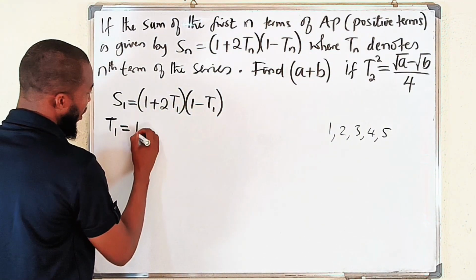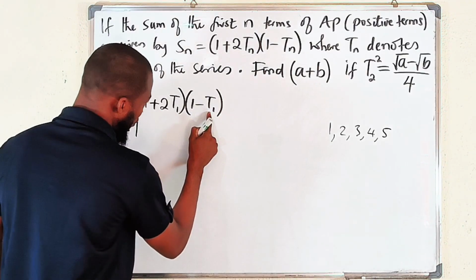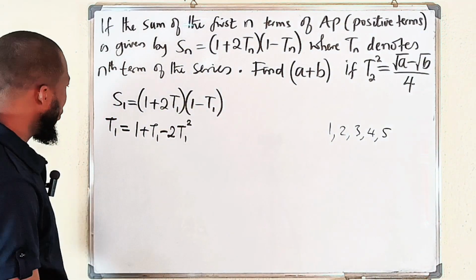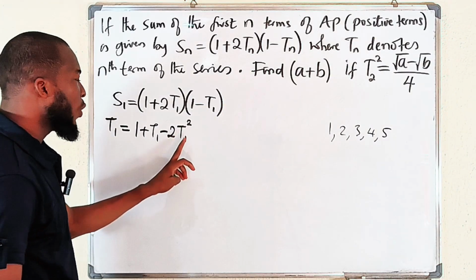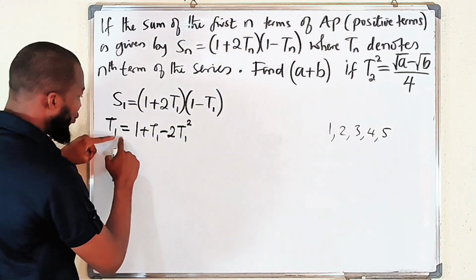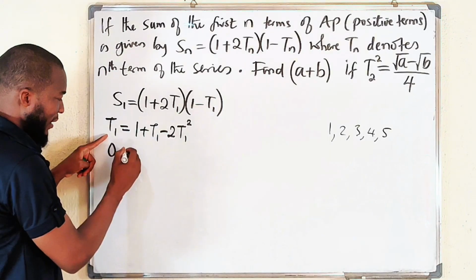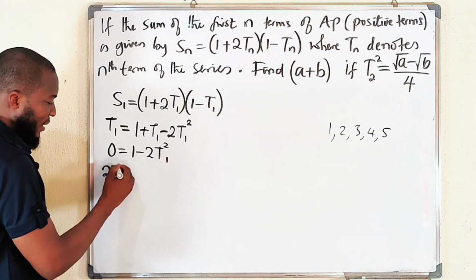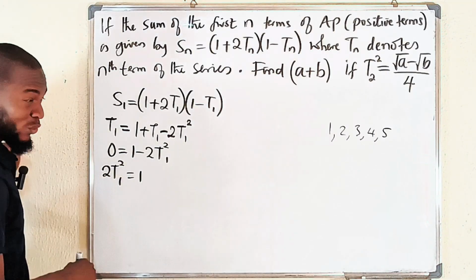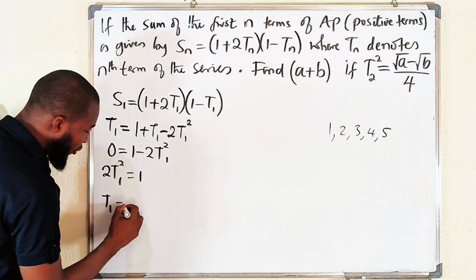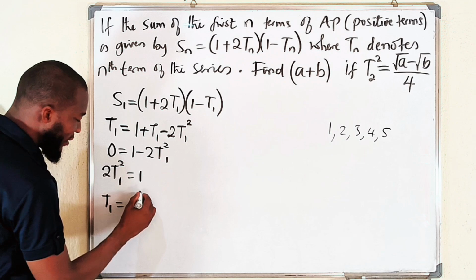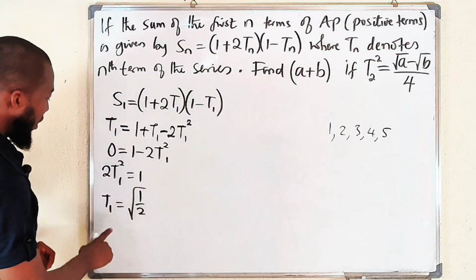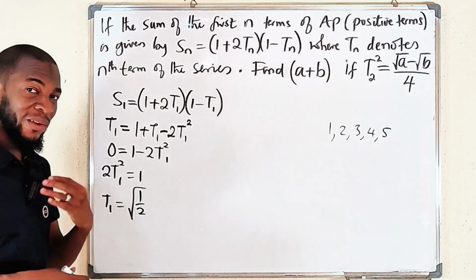And how do we expand this? 1 squared is 1, then 2T1 minus T1 will give us positive T1, then this time that will be minus 2T1 squared. All right. From here, we can make T1 squared the subject. If you subtract T1 from both sides, it becomes 0 equal to 1 minus 2T1 squared. If you bring this one backward, it becomes positive 2T1 squared equal to 1. Then you can divide both sides by 2 and take the square root. So T1 is equal to the square root of 1 over 2. Do not take plus or minus because we are talking about positive terms. All of them are positive. So this is that, or you can simply write it as the square root of 1 divided by the square root of 2. So we are done with T1.